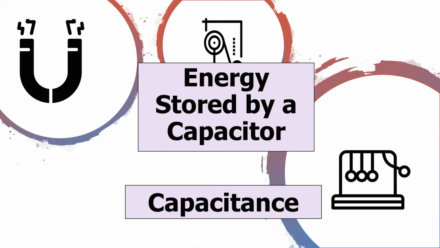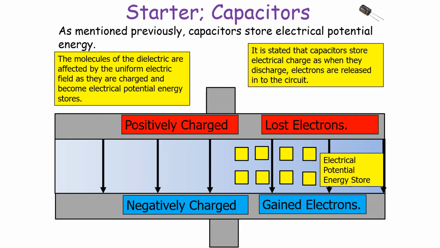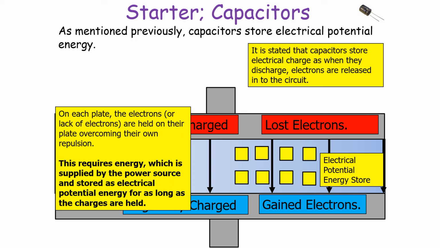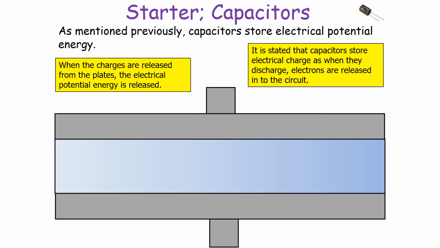Now finally, the energy stored by a capacitor. The molecules of a dielectric are affected by a uniform electrical field as they become charged and become electrical potential energy stores. So on each plate, the electrons or lack of electrons are held on the plate, overcoming their own repulsion. This is provided by the terminal but requires energy supplied by the power source and is stored as electrical potential energy for as long as the charges are held. So when the charges are released, the electrical potential energy is released.